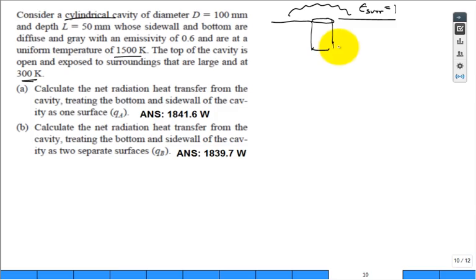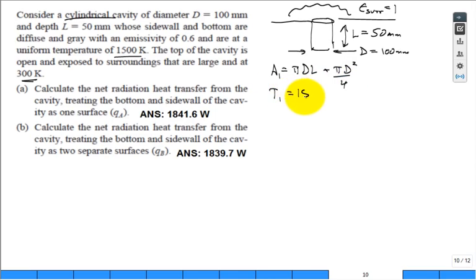So, if you did it that way, it would be a two-surface enclosure where surface 1 is going to be, let me try and draw it like this. This is L, the depth. L was 50 millimeters, and this is D, the diameter, which is 100 millimeters. And so the area is going to be the sum of the pi D L plus the pi D squared over 4. That'll be the area of the inside. And the temperature of the inside was given to be 1500 Kelvin.